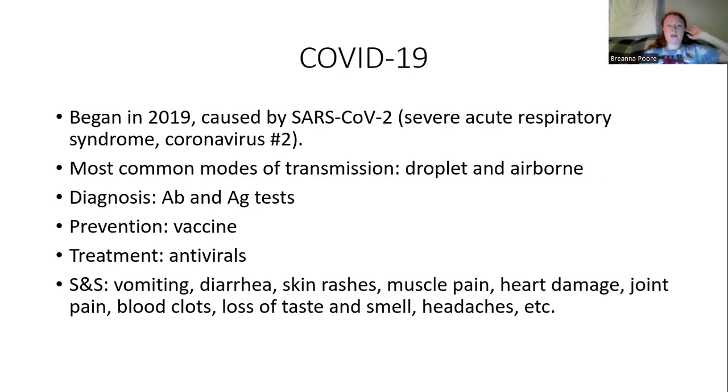Treatments included antivirals, and some signs and symptoms were body aches, nausea, vomiting, diarrhea. Some people had skin rashes. Some people in critical cases had heart damage, joint pain, and in other bad cases, there were blood clots. And then the most normal ones were loss of taste and smell and headaches.